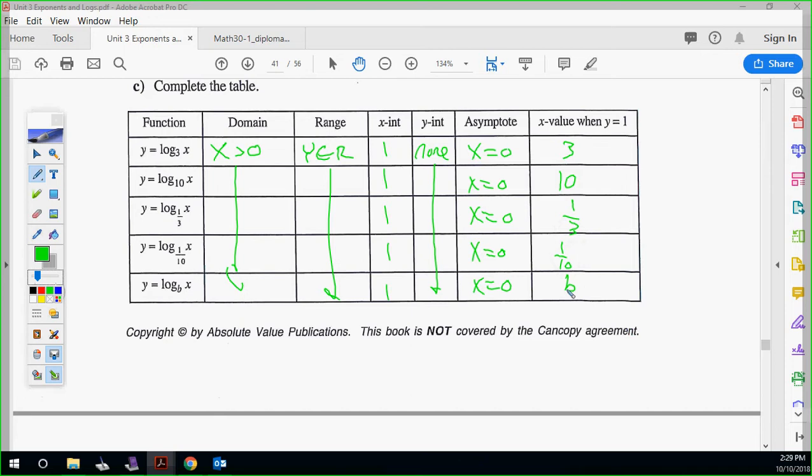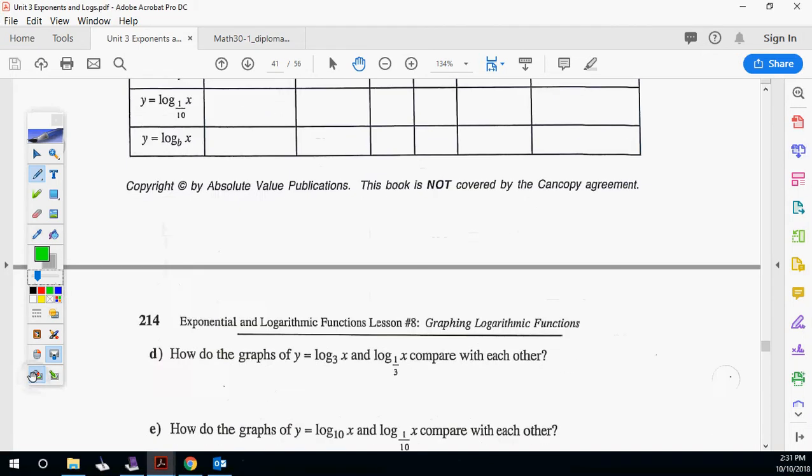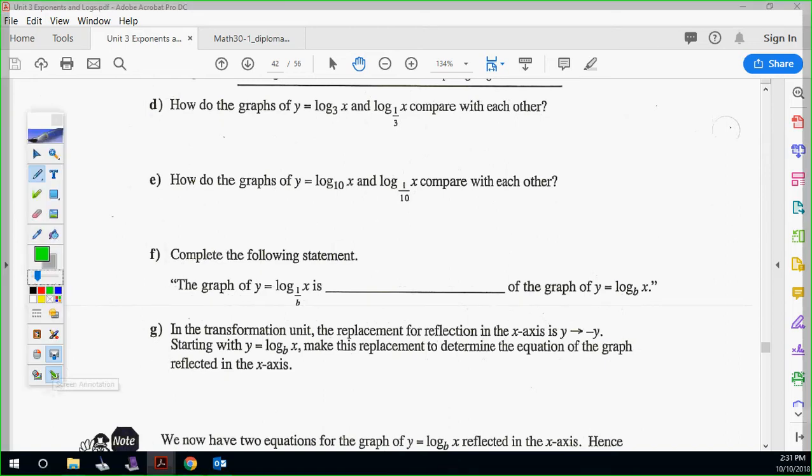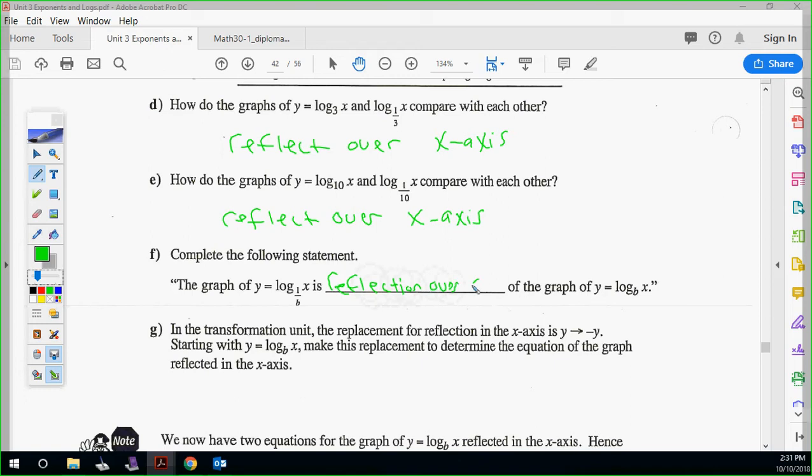All right, good deal. So now we're going to talk about that part we just looked at in the picture. We just said this: how do the graphs of y equals log base 3 of x and log base 1/3 of x compare? They reflect over the x-axis. Okay? How do the graphs of log base 1/10 and log base 10 also reflect over the x-axis? Just to make sure it's not a coincidence. And so then complete the following statement. The graph of y equals log base 1 over b of x is a reflection over the x-axis of the graph y equals log base b of x.